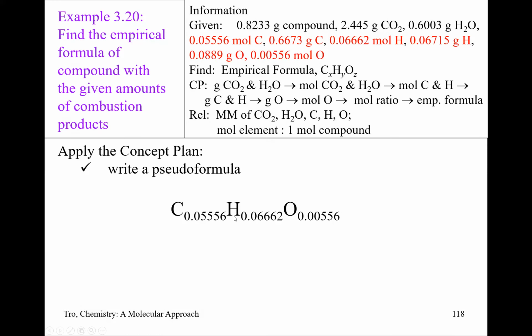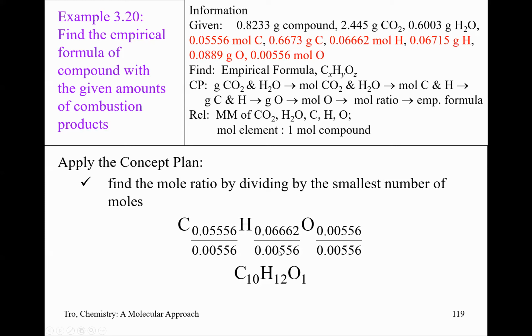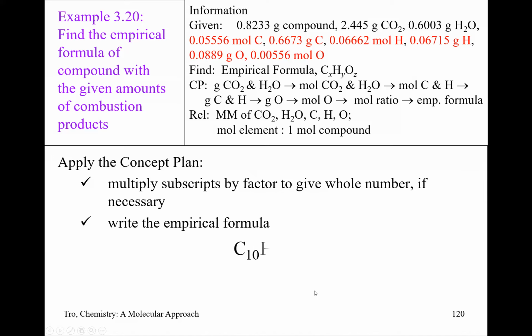All right, now we've got all 3 values for the moles. We divide them by the smallest value. And this one worked out really easy. Obviously, the oxygen is going to be 1, but then these other 2 values came out to really close to 10 and 12. So we don't need to do any more multiplication. Oops, it's just C10H12O.